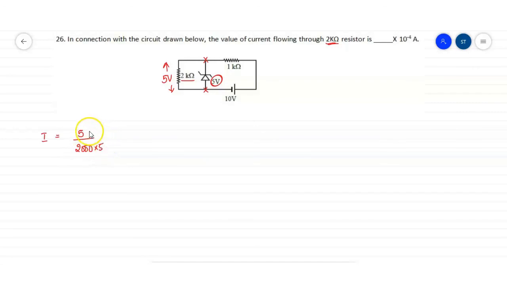Let us multiply this with 5 and this with 5. So this will be 25 upon 10,000, that is 10 power minus 4. So the unknown value here will be equal to 25. This will be the solution for this question. Thank you.